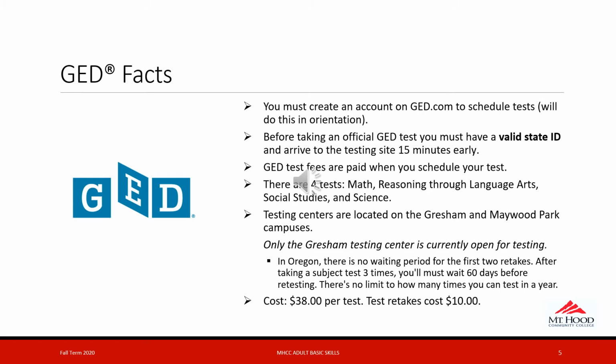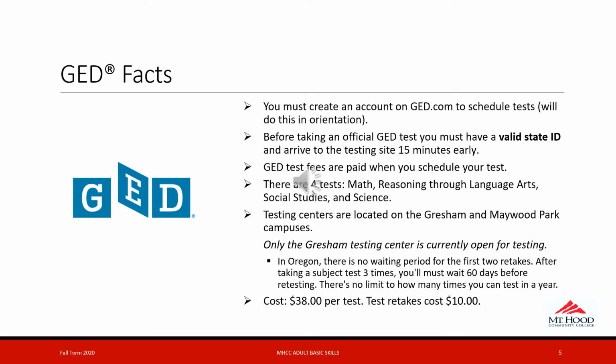Next, we'll cover some important information to know about the GED test. There are 4 GED tests: math, language arts, science, and social studies. They will all be scheduled online through your GED.com account, which you'll create after finishing this video. Each test costs $38, although there are sometimes resources to help pay for your test through the college, so please check in with a student resource specialist if the cost is a barrier for you.